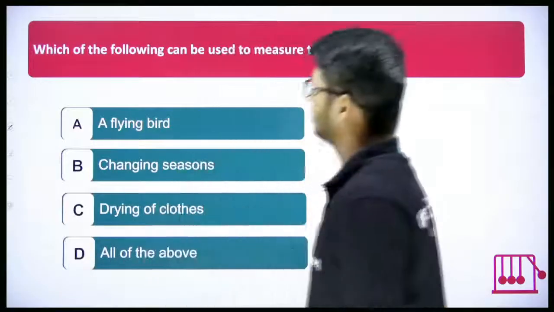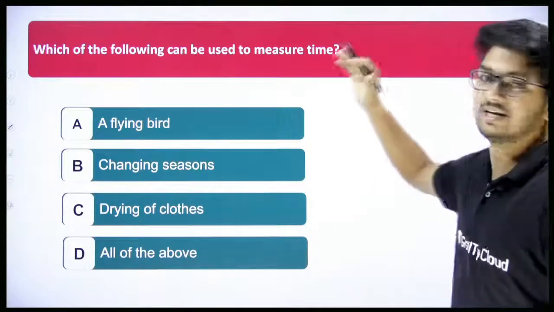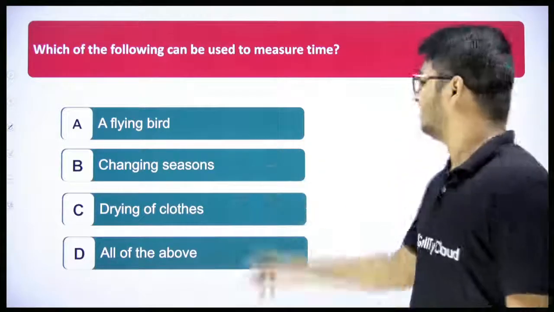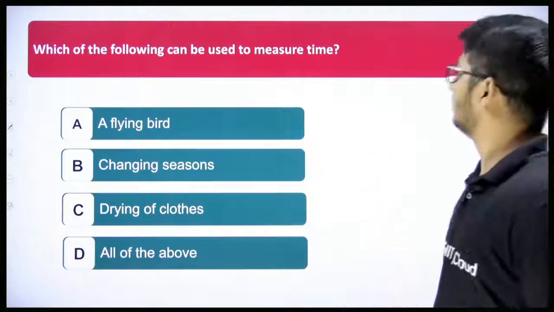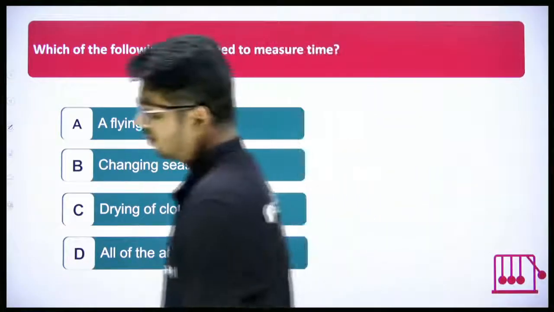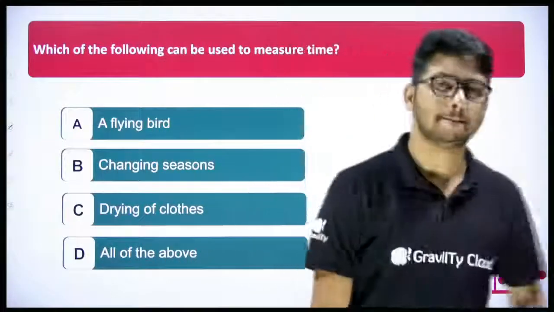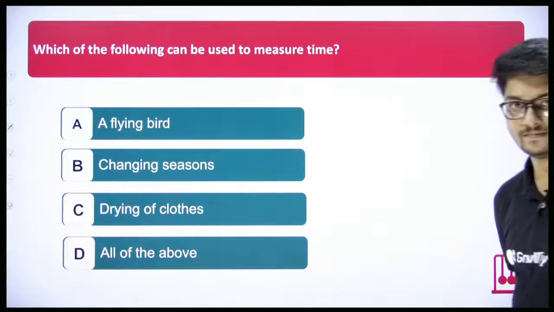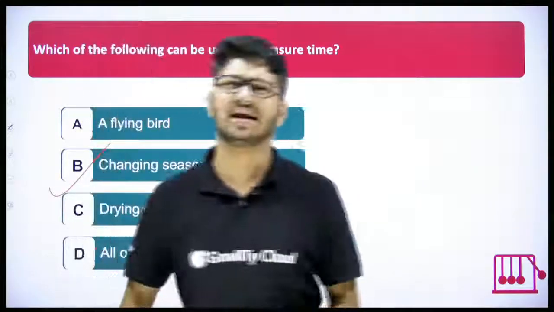So look at a simple question here. Which of the following can be used to measure time? You have different examples: a flying bird, changing seasons, drying of clothes, all of the above. Which of the following can be used to measure time? What do you think? A, B, C and D. The correct answer is changing seasons, because a flying bird is random.